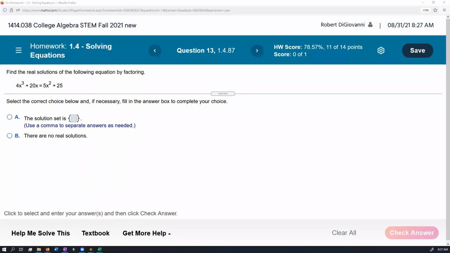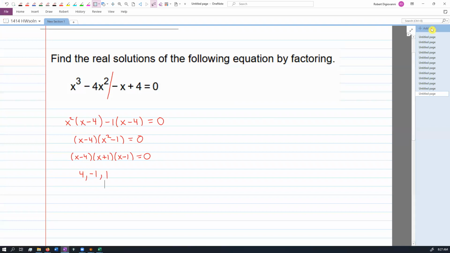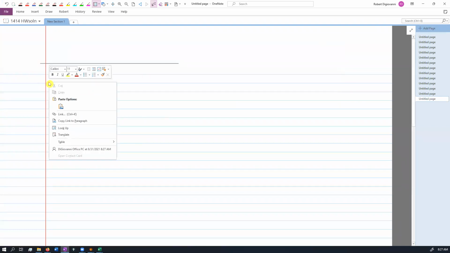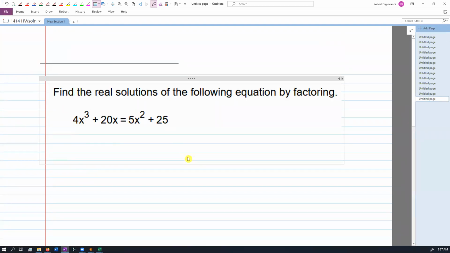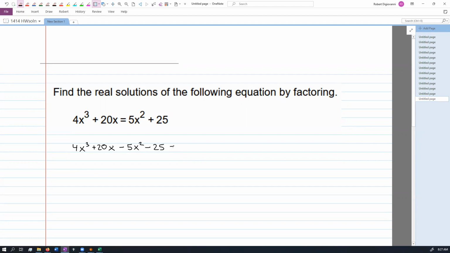All right, again, this is going to be a grouping problem. Almost out of time. I've got other things I have to do here. I need to move everything to one side first because I have 2 terms on the left and 2 terms on the right. So when I bring stuff on the right over to the left, they become subtracted. And then I do my grouping.